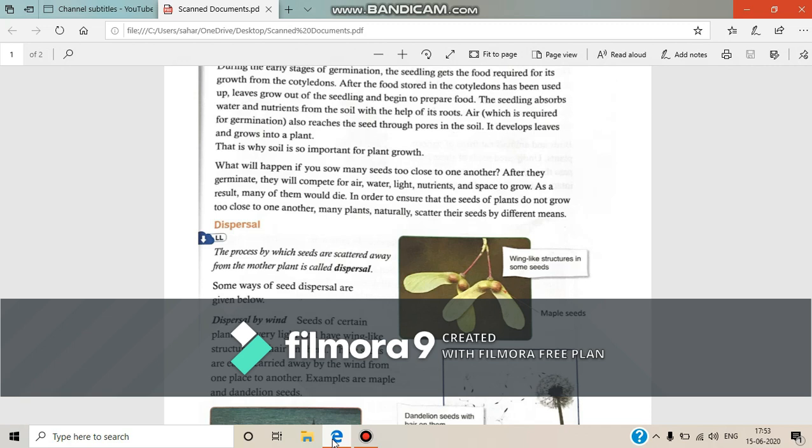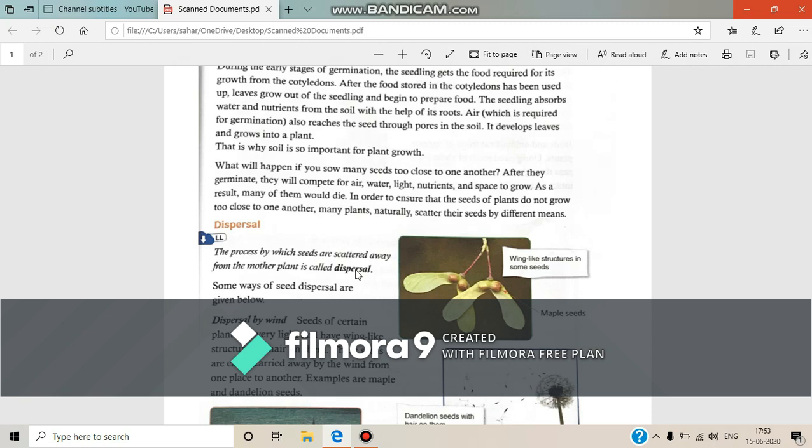So, in this class, I will start with the topic called dispersal. Let's read the definition of dispersal. The process by which seeds are scattered away from the mother plant is called dispersal. So what is dispersal? The process by which seeds are scattered away or moved away from the mother plant is called dispersal. Okay, so this is a very important step for any germination to begin.